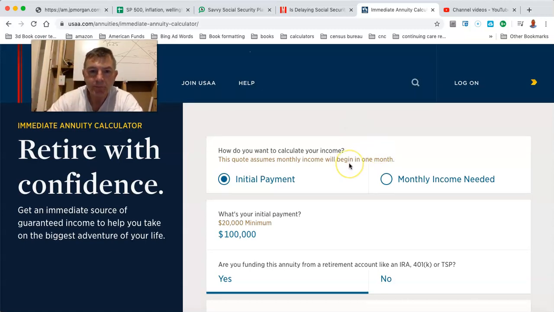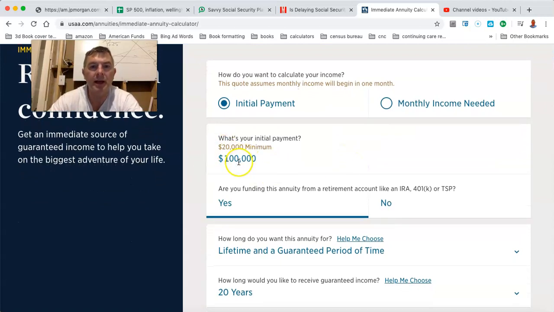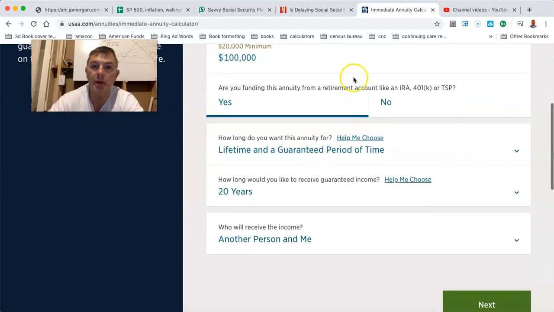So what we're going to do is say we have $100,000. We have the initial payment; we're just going to drop in $100,000. I'm funding it from an IRA, so the insurance company knows how much of it is taxable. In this case, it's all taxable. We're going to do lifetime and guaranteed payment, and for 20 years.